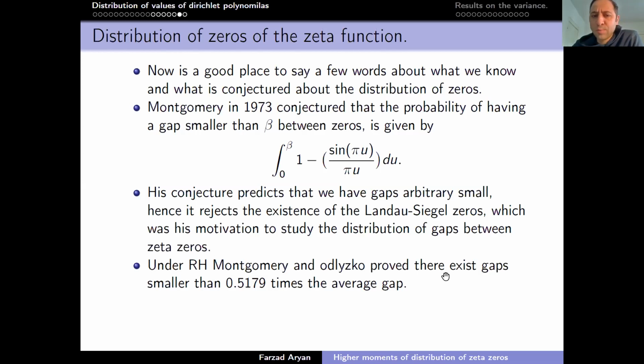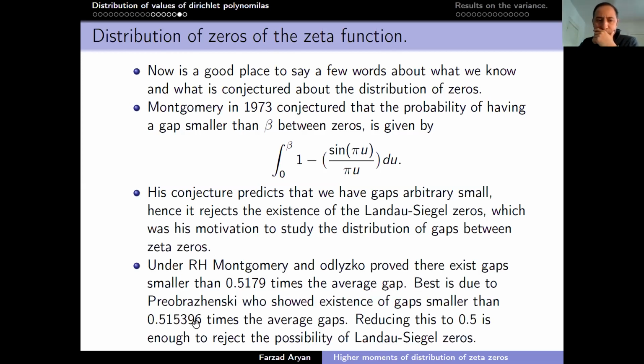And how much do we know about the gaps between zeros, under the assumption of the Riemann hypothesis? Montgomery and Odlyzko proved that there are gaps smaller than 0.5179 times the average gap. There are tons of authors between this and the best result, which is due to Preobrazhensky, who showed gaps are getting smaller than 0.5153. The threshold that is important is 0.5. You want to beat 0.5 to prove there is no lambda equals 0.